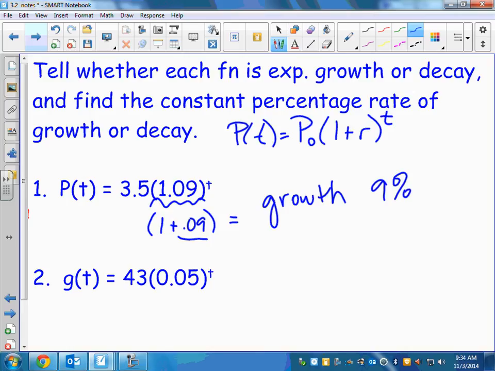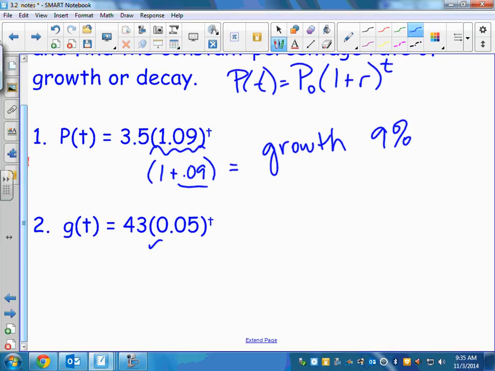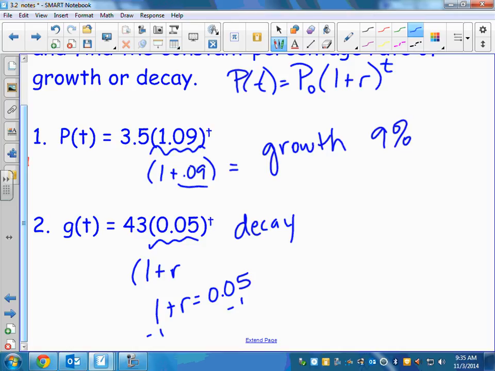So what about number two? This is smaller than one, so I'm going to say this is decay. And if it helps, think about this as 1 plus r. So if you're not sure what r is, you could say 1 plus r has to equal 0.05. You could say that, if you can't figure out what it is. Negative 0.95, right? I didn't hear that, but I agree.